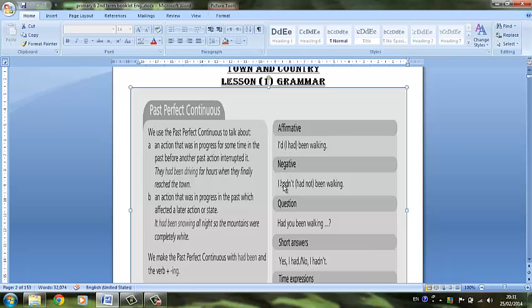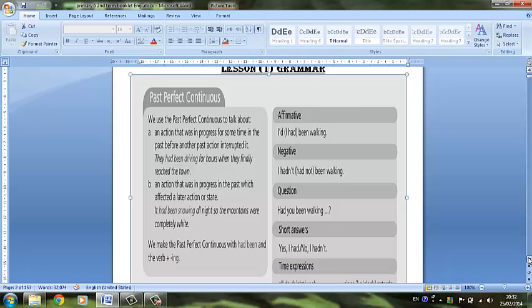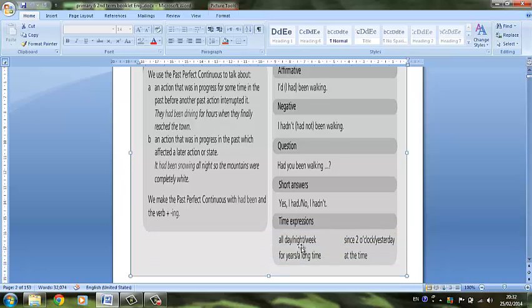The negative has two ways, either to write I hadn't, or I can write had not. So the negative will be I hadn't or I had not been walking. For the question, I start with had and then I put the subject and then I put been and then the verb plus ing. For the short answers, I will say yes I had or no I hadn't. As I told you, there are sometimes expressions like all night, all day, all week, since 2 o'clock, since yesterday, for years, for a long time, at a time. Very good.